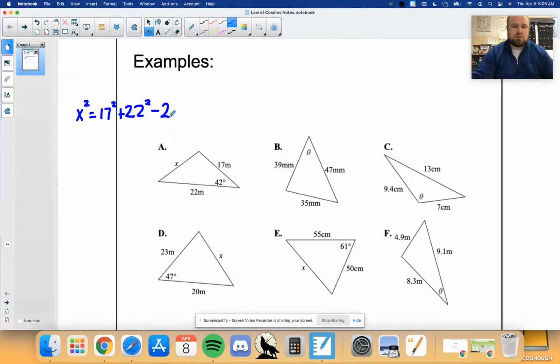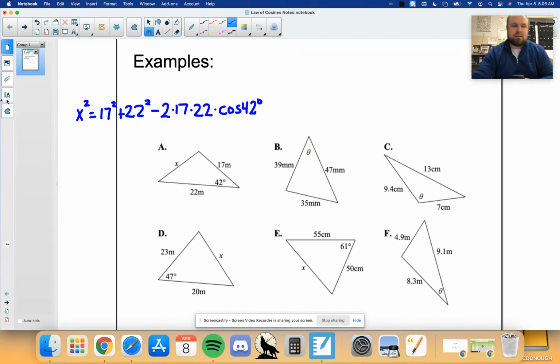So I have a 2. I have side 17, so times 17, times 22, times the cosine of the angle that is across from the side that we're looking for. So because we're looking for side x, that's across from the 42-degree angle, so we're going to use the cosine of 42 degrees.